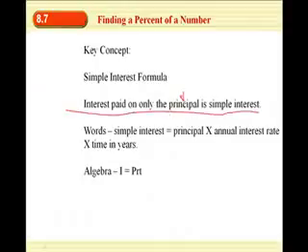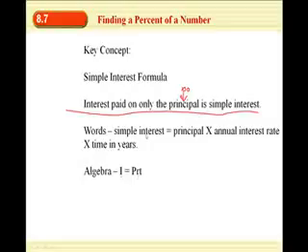Now remember, the principal is how much money. So let's say you have $100 and you're going to go down and open a savings account. You say, here's my $100 to open it. That would be your principal amount, $100. Simple interest is your principal times the annual interest rate times the time in years. So the algebra is interest, I, equals principal times rate times time.